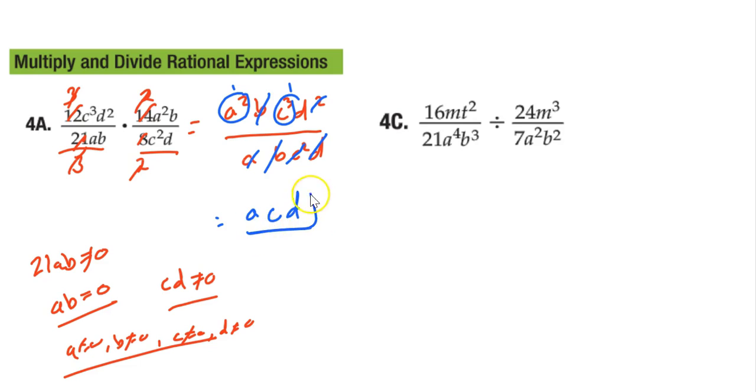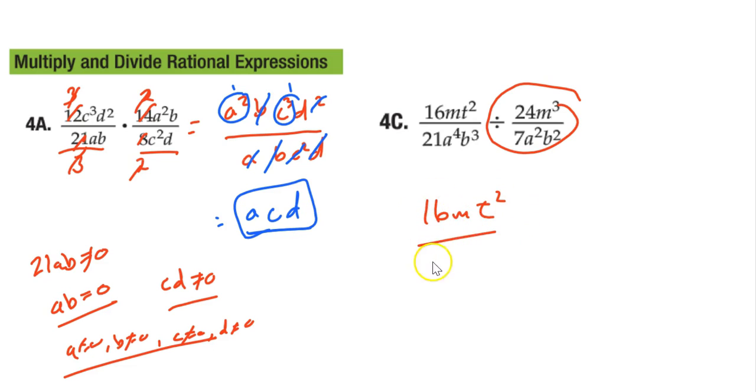So my answer is A, C, D. Over here, we're going to ignore the restrictions because they didn't ask about them, but the way we do the problem is still the same. Notice this divide sign, so we're going to flip the right hand side. So 16mt squared over 21a^4b cubed times the reciprocal, 7a squared b squared over 24m cubed.